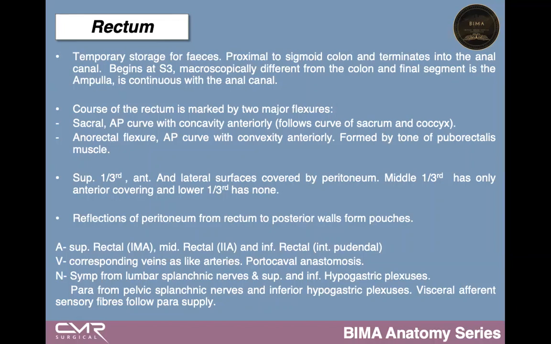Nervous supply: sympathetic is coming from the lumbar splanchnic nerves and the superior and inferior hypogastric plexus, whereas the parasympathetic is coming from the pelvic splanchnic nerves and the inferior hypogastric plexus. And you also have visceral afferent sensory fibers, which will be following the parasympathetic supply and will be responsible for the parasympathetic functions.